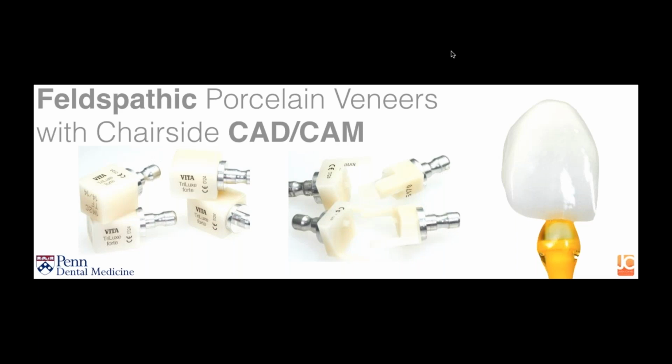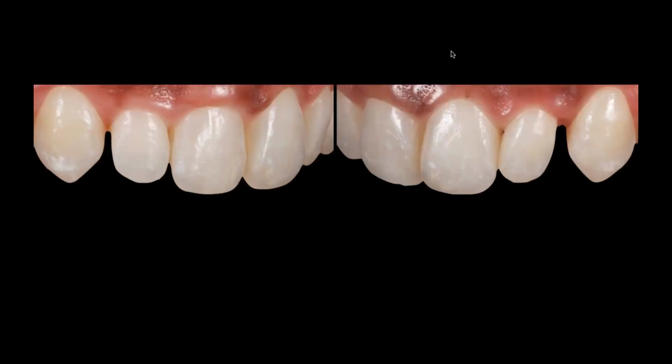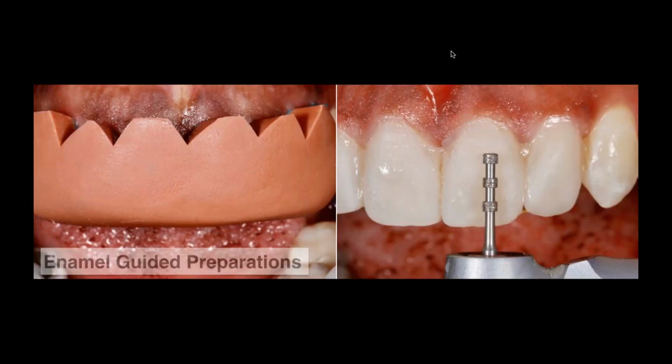Because we have this block in a multichromatic approach, we can always work on an external staining and glazing. With the inherited translucency of the material plus the polychromacity of the VITA Trilux block, what I need to customize is very minimal, mostly the incisal edge, and then we can obtain very nice clinical outcomes.